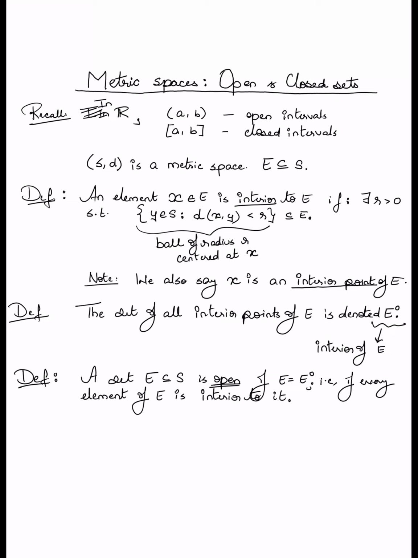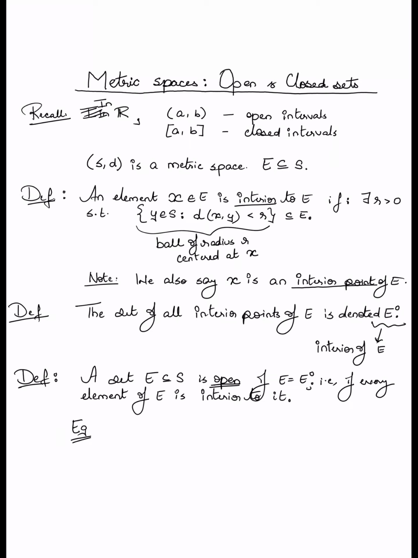Okay, so this is our definition of open sets. When do we say that a certain subset of a metric space is open? When that set is essentially its own interior. In other words, every element of that set is in fact an interior point. So there is a ball around that point that is contained completely within that set. Okay, now that the abstract definition is out of the way, let's give a few examples.